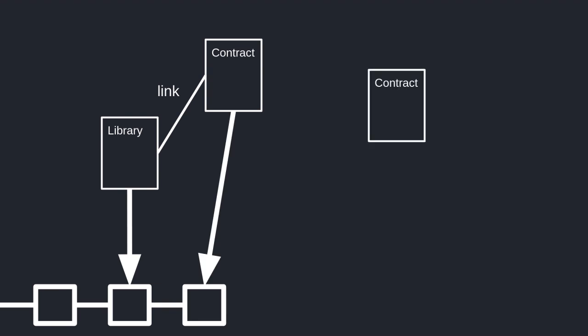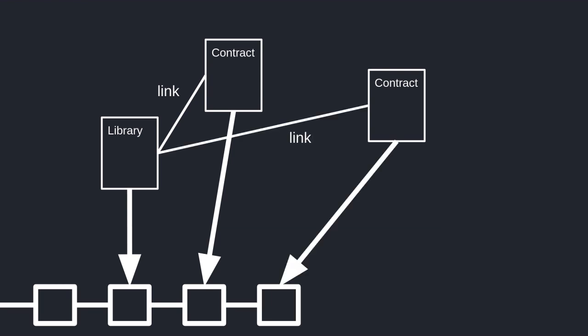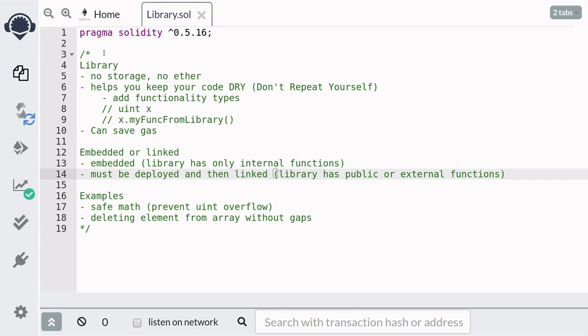If you have another contract that you want to deploy that also uses this library, then you will repeat the same process again. And by doing so, notice that you only deployed the library once, instead of deploying it multiple times for each contract that uses the library. And that's how using a library can save gas.